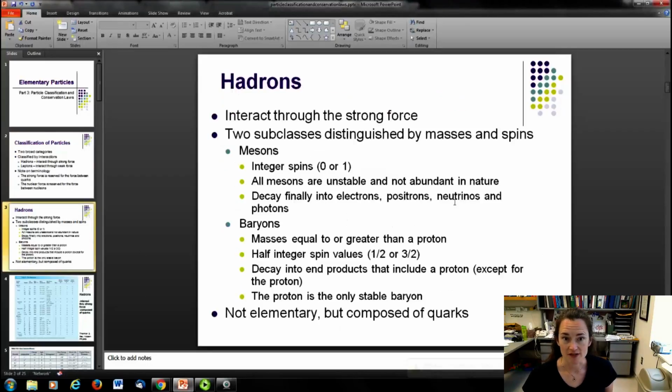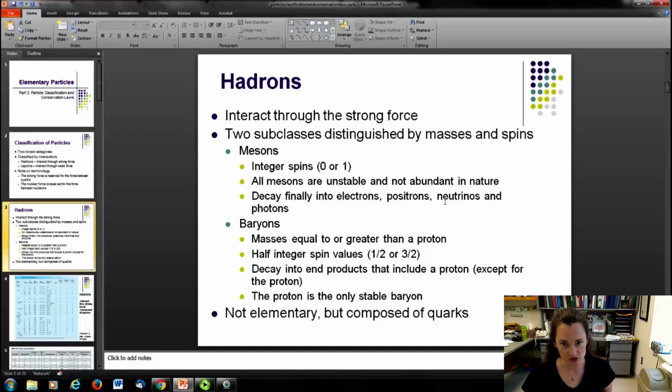So the hadrons, there's actually two subclasses for the hadrons, which interact through this strong force. These are the mesons and the baryons. Among the mesons, they have integer spins of 0 or 1. All mesons are inherently unstable, and they're not abundant in nature because they don't have very long lifetimes. They usually decay finally into electrons, positrons, neutrinos, and photons.